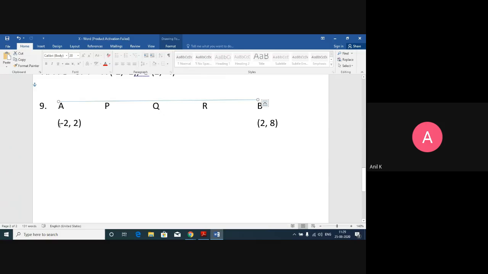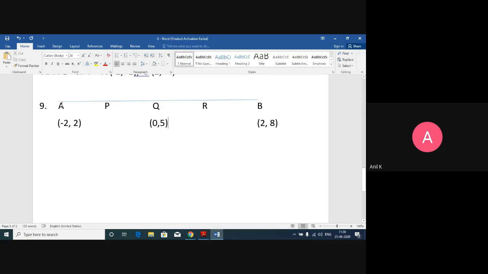If I apply the midpoint formula, x is minus 2 plus 2 upon 2. Minus 2 plus 2 is 0, and 0 upon 2 is again 0. So the coordinates of Q will be, let me write, 0. And for the y coordinate, this is 2 plus 8. 2 plus 8 is 10, 10 by 2 is 5. I got the coordinates of Q also.